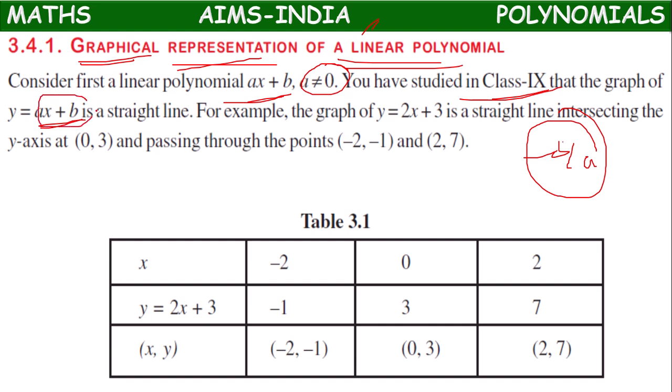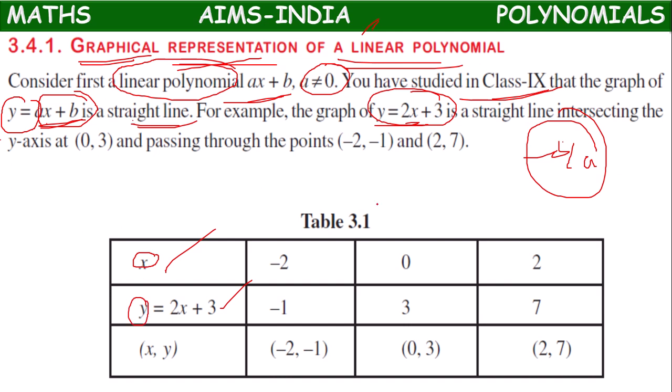Suppose ax plus b is assumed to be y equal to ax plus b. It will be a straight line, because the graph of a linear polynomial is always a straight line. Suppose we have y equal to 2x plus 3. We have to locate x and y values on the graph.